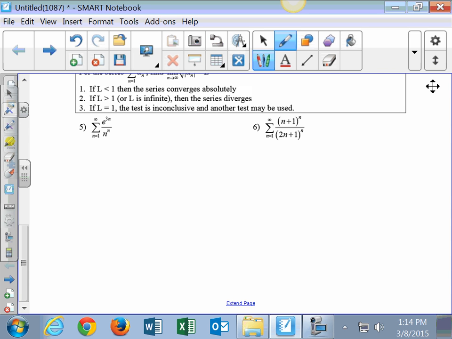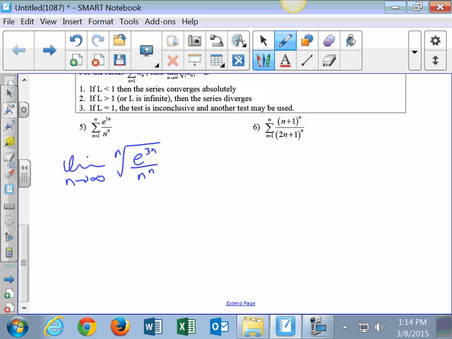I have the summation n going from 1 to infinity of e to the 3n divided by n to the nth. Since I have n to the nth, I'm going to take the limit as n goes to infinity of the nth root of e to the 3n all over n to the nth. Basically I'm just taking the nth root of everything.